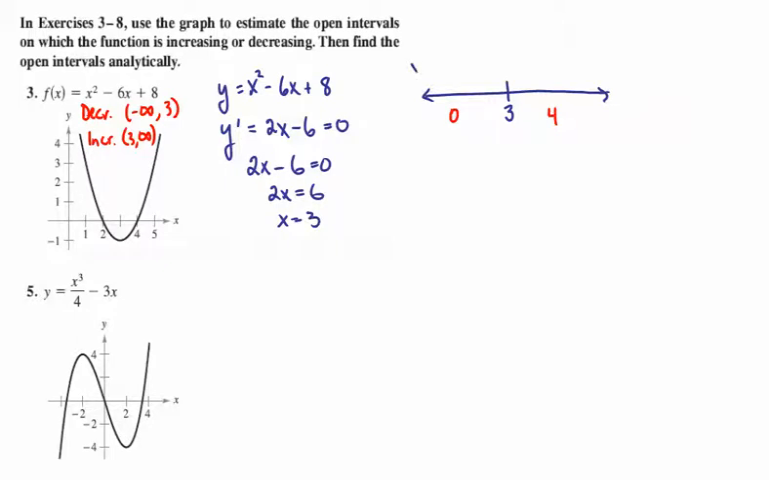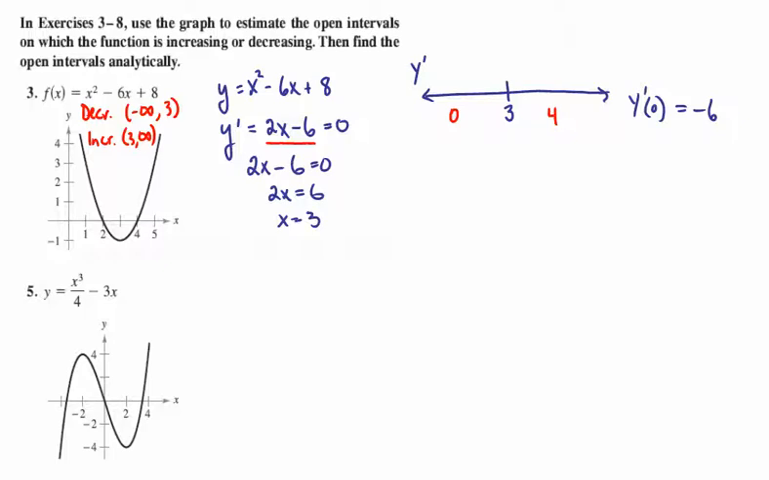I usually write what I'm working with. That's the first derivative, y prime there. And we're going to plug those values into the first derivative, because we want to know if the first derivative is positive or negative to the left and positive or negative to the right. So we plug in and we get y prime of 0. Remember what y prime is. Y prime is 2x minus 6. When x is 0, y prime is negative 6.